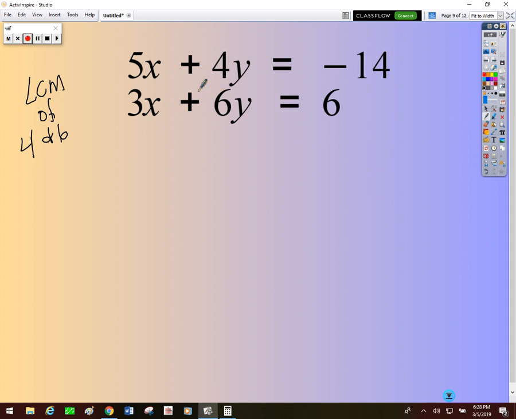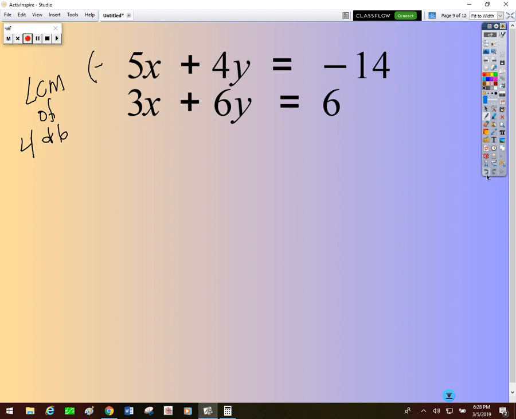So since both of these are positive, remember, I need to turn one of these into a negative 12 and one into a positive 12, right? So what I'm going to do here is multiply this top one by negative 3. That's going to give me my negative 12. And I'm going to multiply the bottom one by positive 2. Okay, so now we've got to multiply, and I'm going to go back and show you that the correct way.